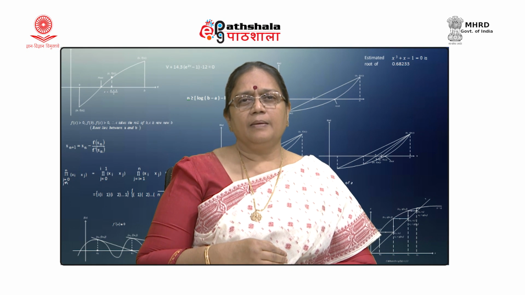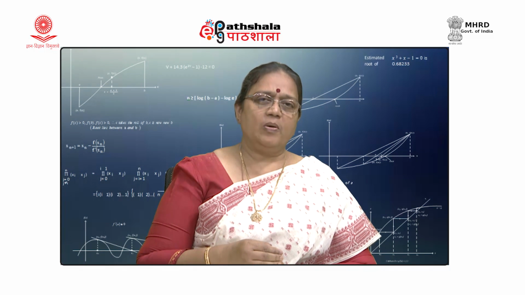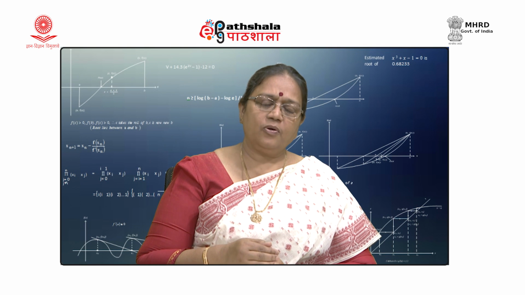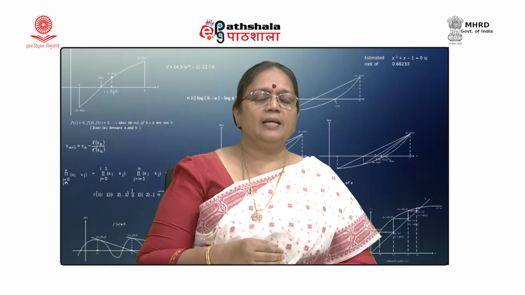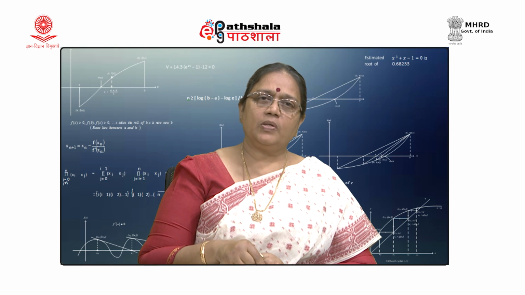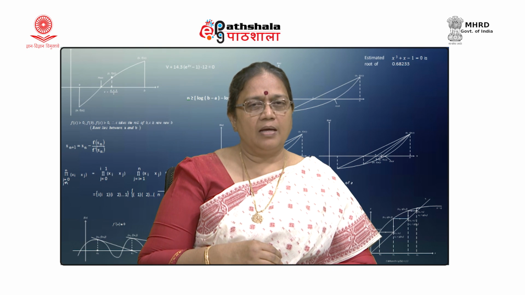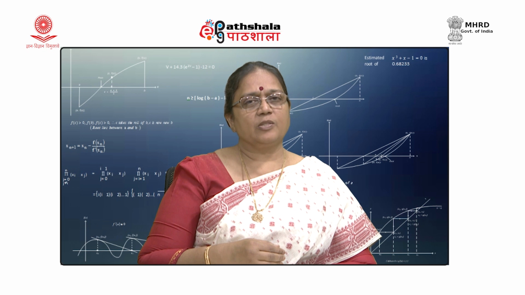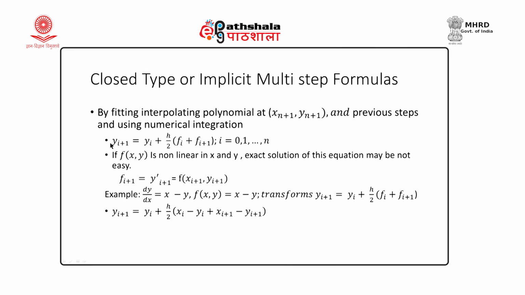Now, similarly, involving xi plus 1 also, the interpolating polynomial is used, and that numerical polynomial is integrated using numerical integration to get the estimate of y at the point xi plus 1. These formulas are called closed type, because you are using the point x equal to xi plus 1 also in the derivation of the formula, and they are also called implicit formulas. Why are they called implicit formulas? I will explain just now. So, we get what are known as closed type multi-step formulas.